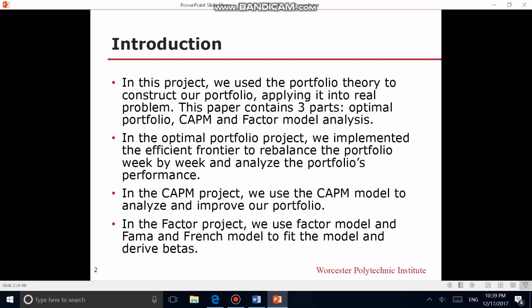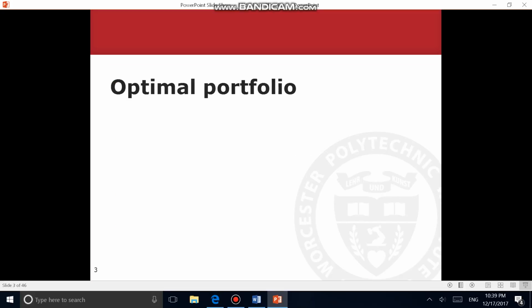In this presentation, we will include three parts: optimal portfolio, campaign, and vector model analysis. In the optimal portfolio project, we use efficient frontier to rebalance the portfolio week by week and analyze the portfolio's performance by using different ratios. In the campaign model, we use campaign and other models to derive the betas. In the vector model, we use vector model and French pharma model to fit the model and derive betas.